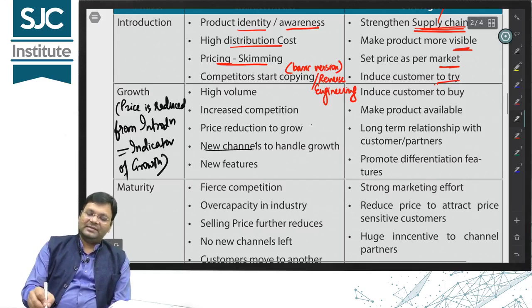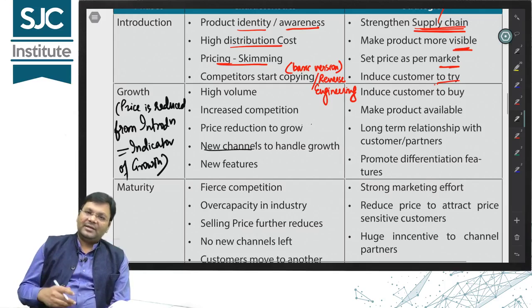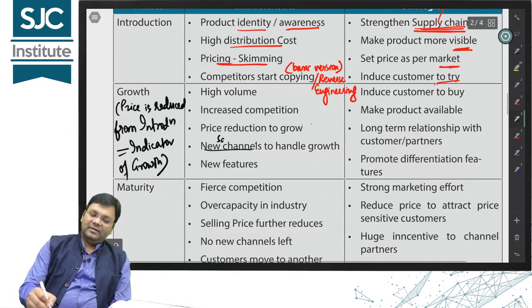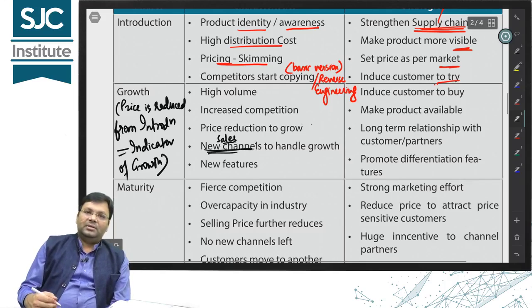New channels is basically creating as many channels of sales as possible. Normally channel means sales channel. For example, how will a customer buy your product? Will it be through some reseller? Will it be directly through your website? Or through some exclusive stores? So who will actually sell your product? Or it may be some online marketplace. So create as many channels as you can. This helps you to handle growth.